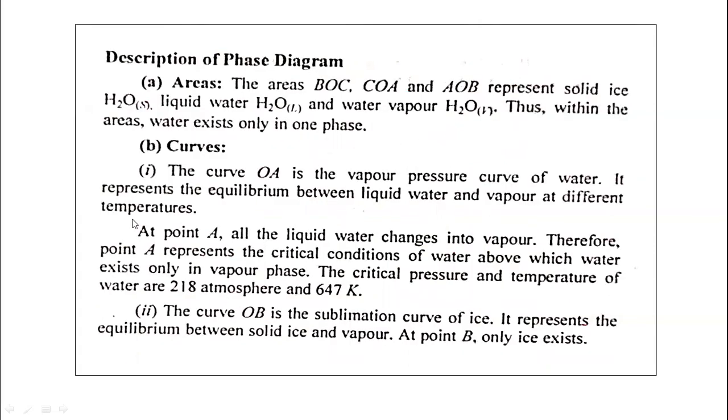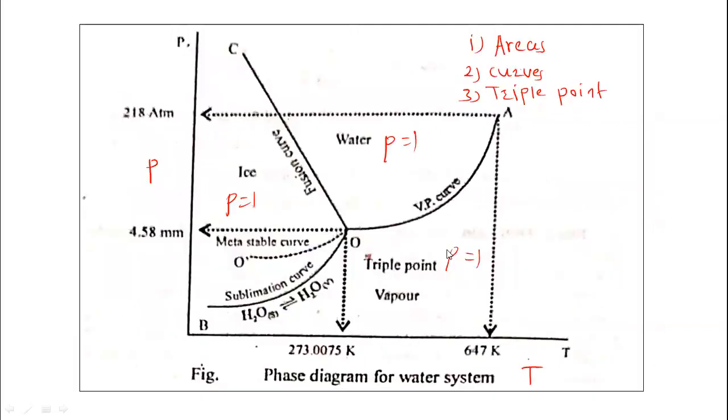You can see here the curve OA is the vapor pressure curve of water. It represents the equilibrium between the liquid water and vapor water at different temperatures. At point A, all the liquid water changes into the vapor, which means all the liquid water is converted to the vapor. Therefore, this point is also called the critical point. And the corresponding temperature is given here, 647 Kelvin.